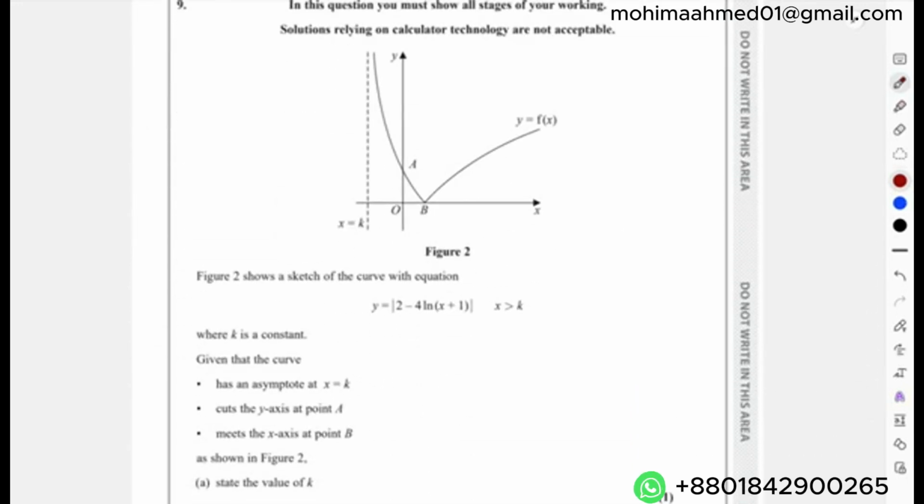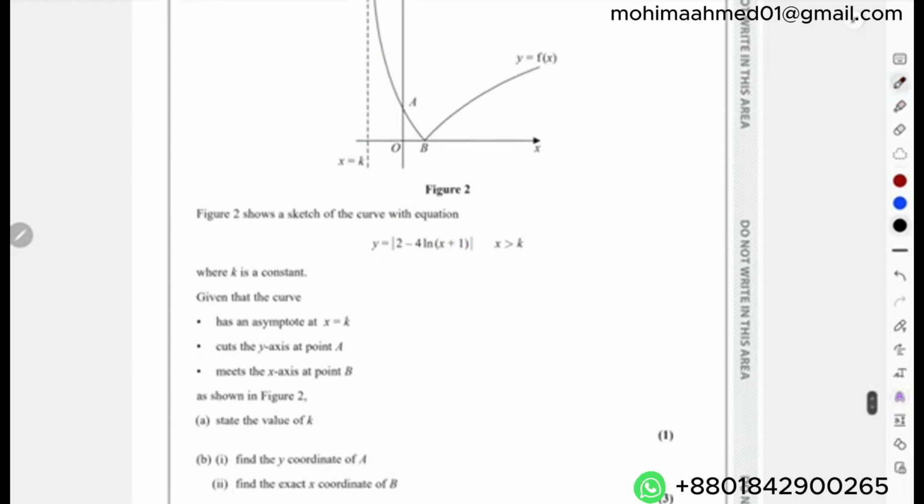Okay, so for question 9, they have provided you with a graph, and they have stated that figure 2 shows a sketch of the curve with this equation, where k is a constant. Given that the curve has an asymptote at x equals k, as you can see, and meets the y-axis at point A and the x-axis at point B, we need to state the value of k. For the value of k, we are going to use the inside of the equation, that x plus k should be equal to 0, and that will certainly give you the value as minus 1.